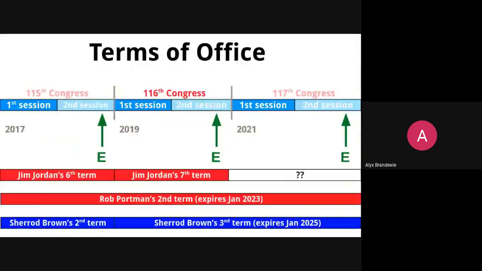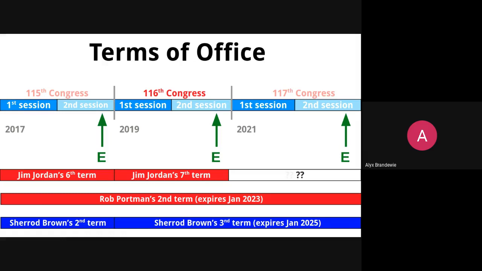So when it comes to term lengths, you can kind of see what that looks like as far as broken down by your elected representatives. Jim Jordan, your representative in the House, is currently in the middle of his 7th term. If he were to win re-election this November, he would start his 8th term when the 117th Congress is sworn in January 2021. So he's on a 2-year cycle. Rob Portman and Sherrod Brown are on 6-year cycles.